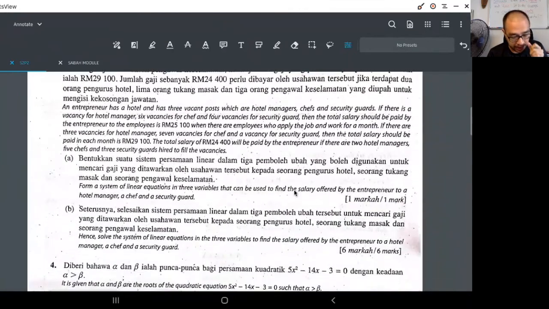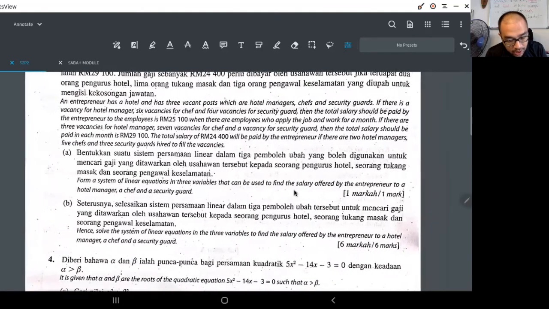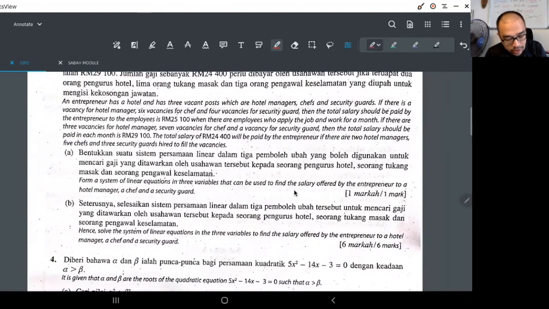An entrepreneur has a hotel and has three vacant posts, which are hotel managers, chefs, and security guards. There's a vacancy for one hotel manager, six vacancies for chef, and four vacancies for security guard. The total salary will be 25,100 when there are employees who apply for the job and work for a month. If there are three vacancies for hotel manager, seven for chef, and one vacancy for security guard, the total salary will be 29,100. Total salary of 24,400 for another case. So form a system of linear equations in three variables.